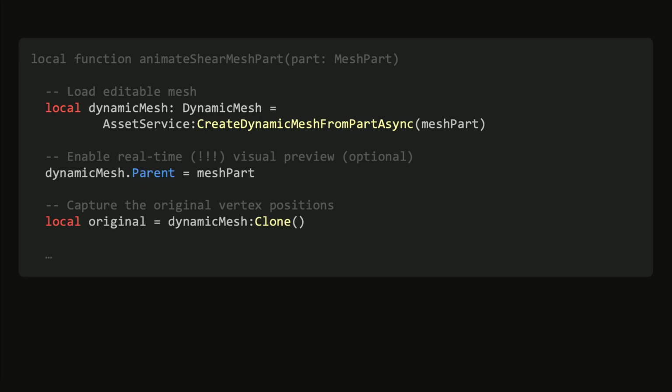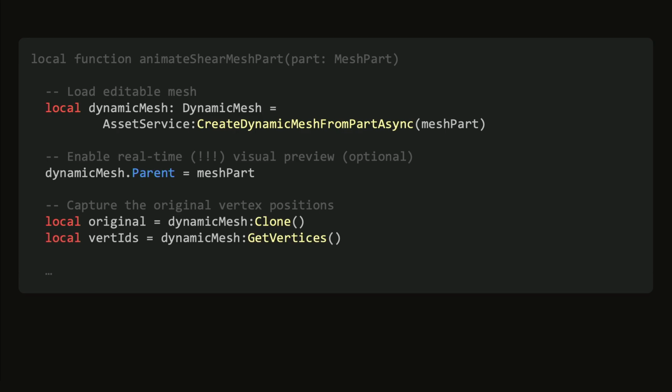And so I can use this clone API on the dynamic mesh. And then I'm going to go through and grab the list of vertex IDs using this API called getVertices. Right? And this is what gives you actual Lua access to the vertices and the faces.